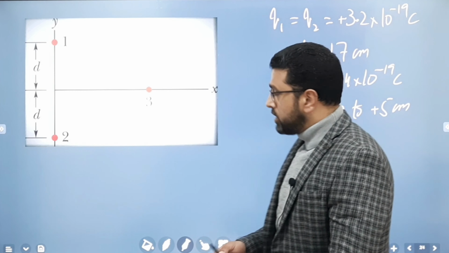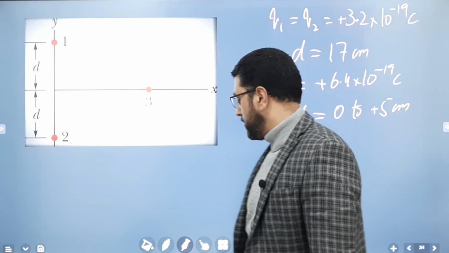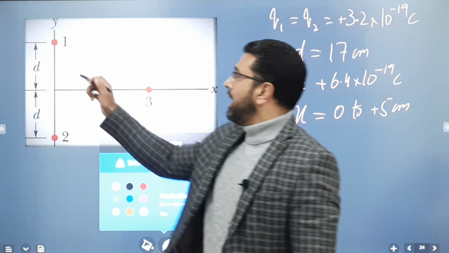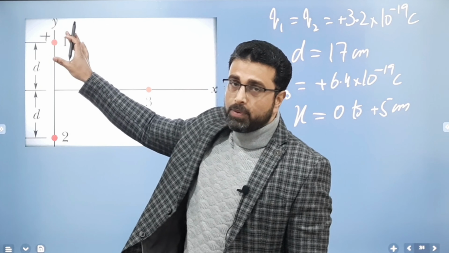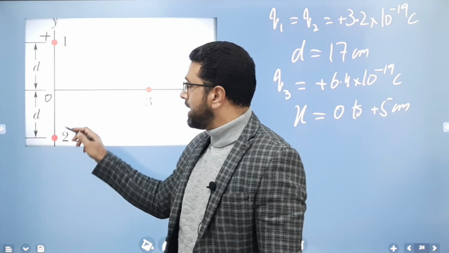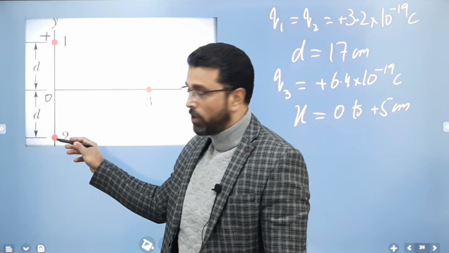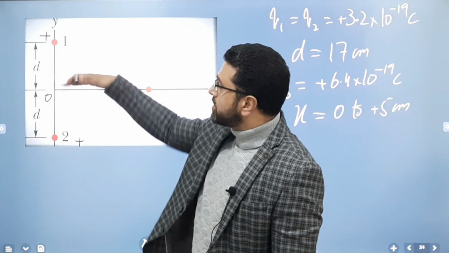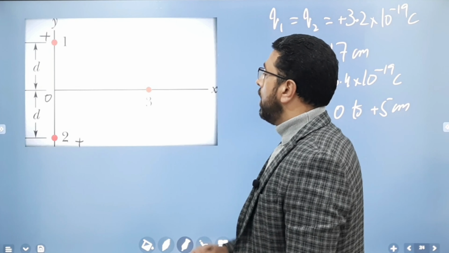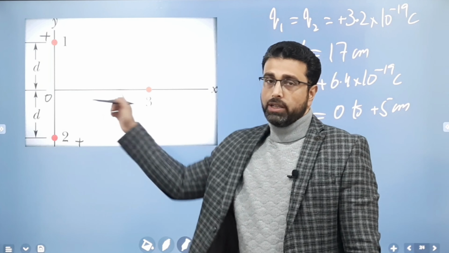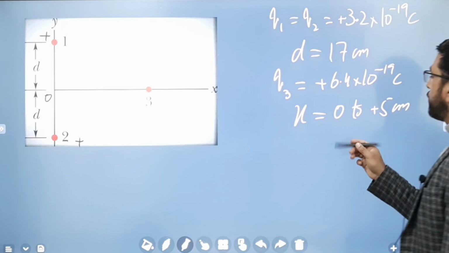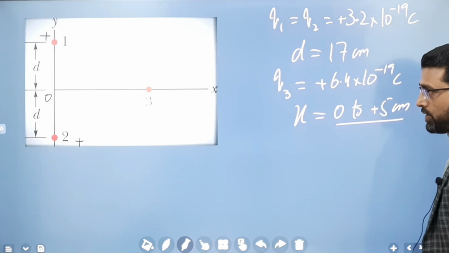So we are given three particles: particle 1, particle 2 and particle 3. Particle 1 is positively charged and is fixed in place at a distance of d from the origin. Particle 2 is also positively charged and is fixed in place at the same distance d from the origin. So particles 1 and 2 are symmetrically placed around the x-axis. Then you have particle 3, which is to be moved along the x-axis, so its position changes. You have to move it from x equals 0 to x equals plus 5 centimeters.